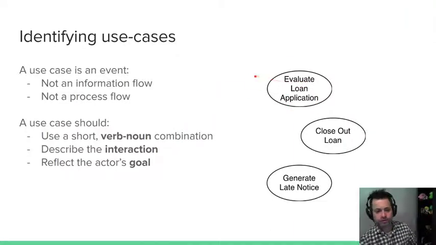Things to consider. These are some kind of event. So it's not a flow of information, it's not a flow of processes, it is something that will happen. We'll talk about process flow later on. Like step 1, step 2, step 3, step 4, that's going to be a flow. An event is something that happens or it doesn't happen.